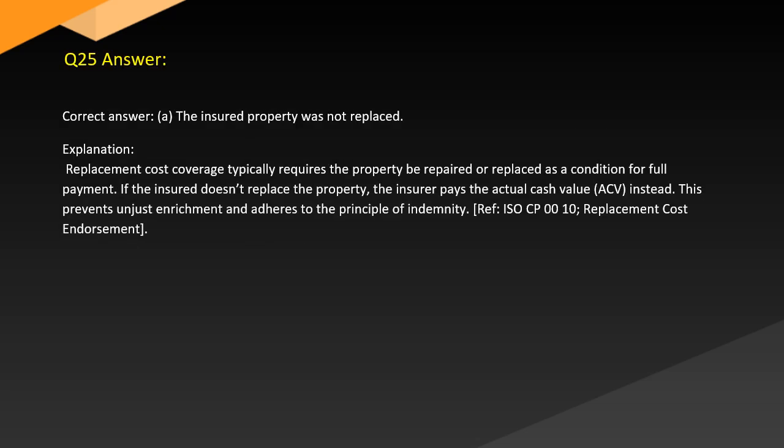Answer. Correct answer: A. The insured property was not replaced. Explanation. Replacement cost coverage typically requires the property be repaired or replaced as a condition for full payment. If the insured doesn't replace the property, the insurer pays the actual cash value, ACV, instead. This prevents unjust enrichment and adheres to the principle of indemnity. Ref. OCP 010, Replacement Cost Endorsement.